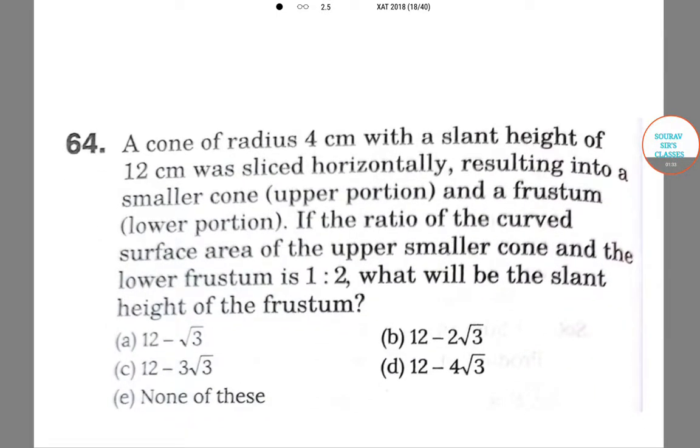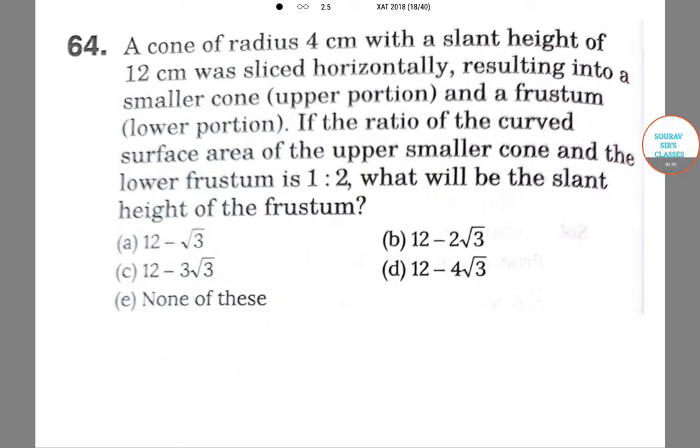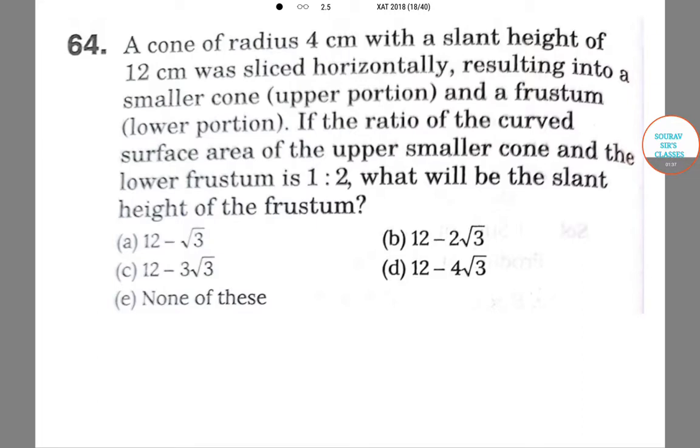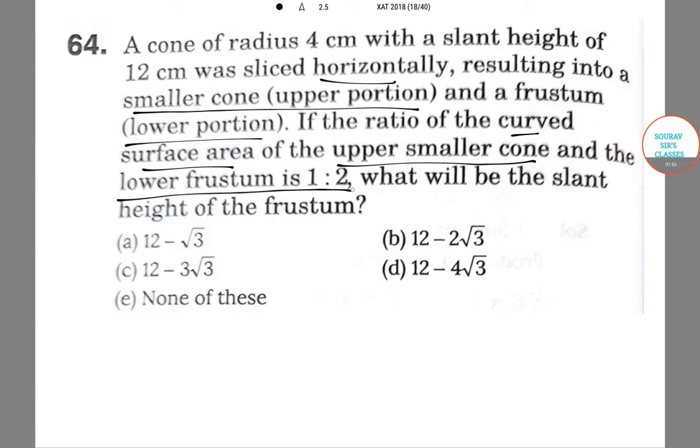The next question is, a cone of radius 4 cm with a slant height of 12 cm was sliced horizontally, resulting in a smaller cone upper portion and a frustum lower portion. If the ratio of the curved surface area of the upper smaller cone and the lower frustum is 1:2, what will be the slant height of the frustum? So now, let this be our cone.